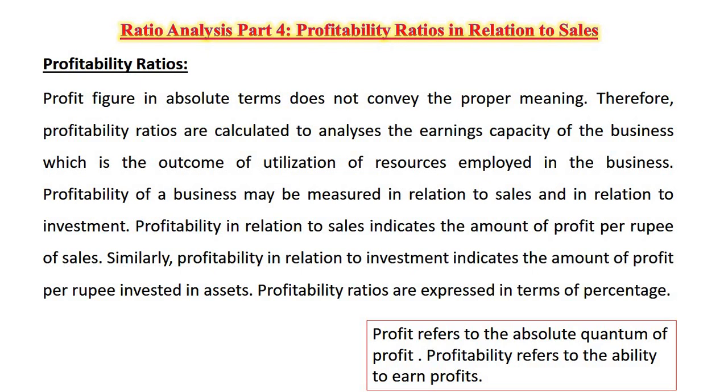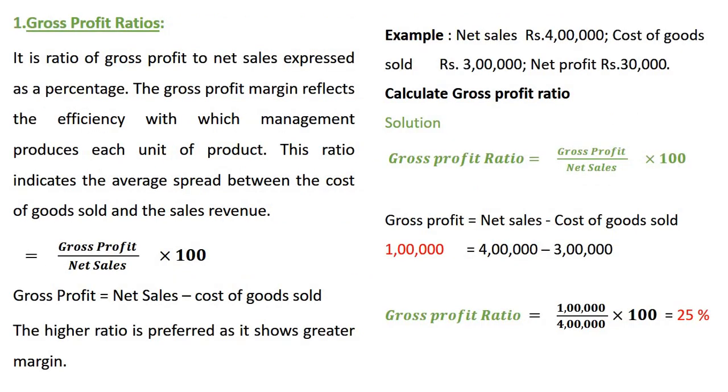Here, profitability refers to the earning capacity of the firm, and it is measured in relation to sales and in relation to investment. Profitability in relation to sales indicates the amount of profit per rupee of sales. Similarly, profitability in relation to investment indicates the amount of profit per rupee invested in assets. These profitability ratios are always expressed in terms of percentage. Let us see the first profitability ratio, that is the gross profit ratio.